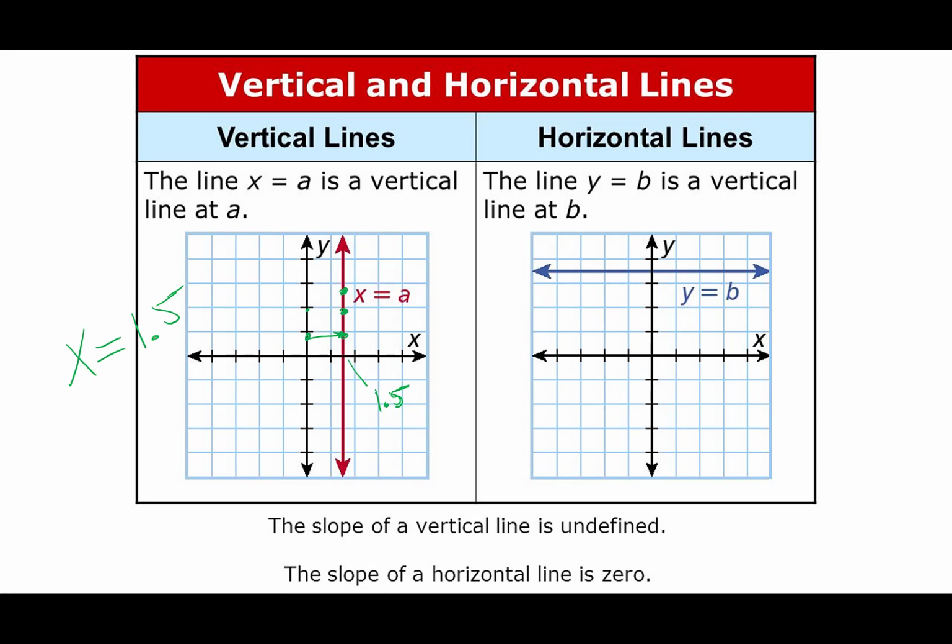Okay, so now look to the right side of the screen. Horizontal lines are in the form of y equals the y-coordinate. Okay, so this is 1, 2, 3. We'll call this point here in green 3.5. And again, it doesn't matter if x is 1, if x is 2. The y-coordinate will always be 3.5. And so the equation of a horizontal line is always y equals the y-coordinate.